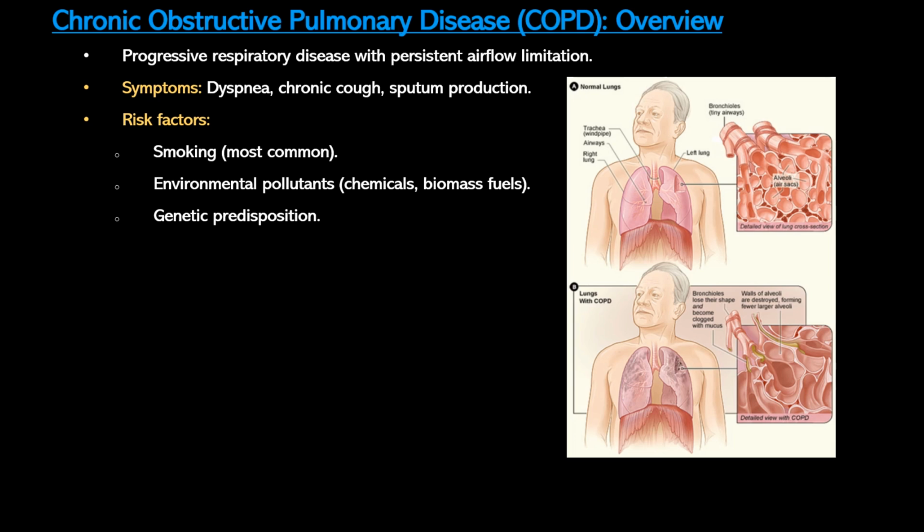COPD, or chronic obstructive pulmonary disease, is a progressive condition characterized by persistent airflow limitation and chronic symptoms, including shortness of breath, chronic cough, and sputum production. It's a major global health issue and one of the leading causes of morbidity and mortality, particularly in individuals over the age of 40. Smoking is the most significant risk factor, but other contributors include exposure to environmental pollutants, such as industrial chemicals or biomass fuels, and genetic factors.